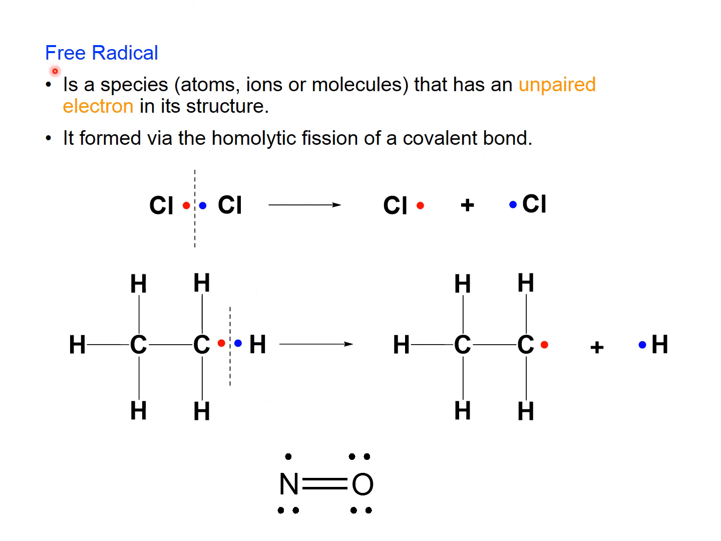Okay. First one, free radical. Is a species, atoms, ions, or molecules that has an unpaired electron in its structure. It is formed via a homolytic fission of a covalent bond. Homolytic maksudnya sama, dia akan pecah sama rata. Elektron dia akan dibahagi sama rata. So for this example, chlorine Cl2. Original dia Cl2. So dia akan pecah jadi Cl dot tambah dengan Cl dot. So masing-masing have 1 electron each. Okay, so dia akan pecah tengah-tengah.